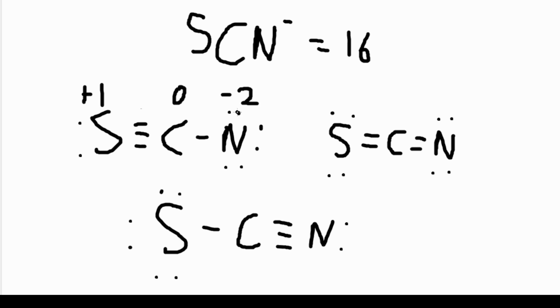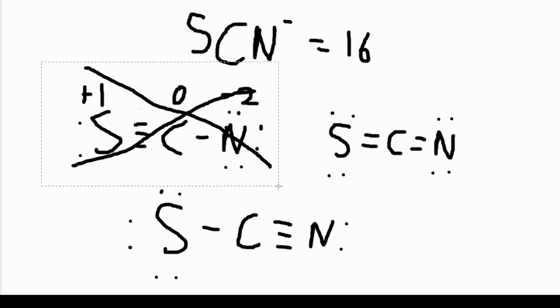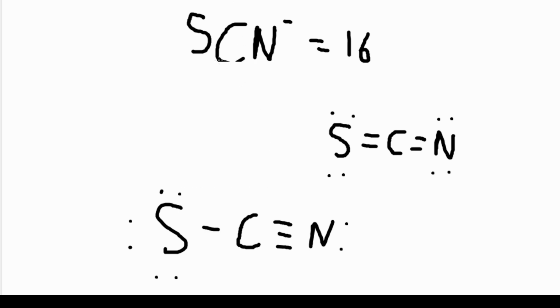Now remember, formal charges can only be +1, 0, or -1. So immediately this structure is invalid because of that formal charge of -2. So we can forget about it. It can't exist. Alright, so let's talk about the next one.